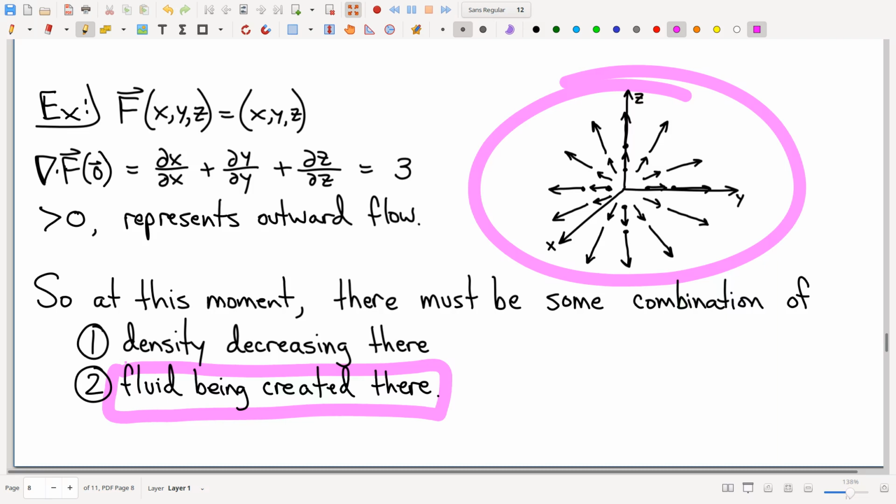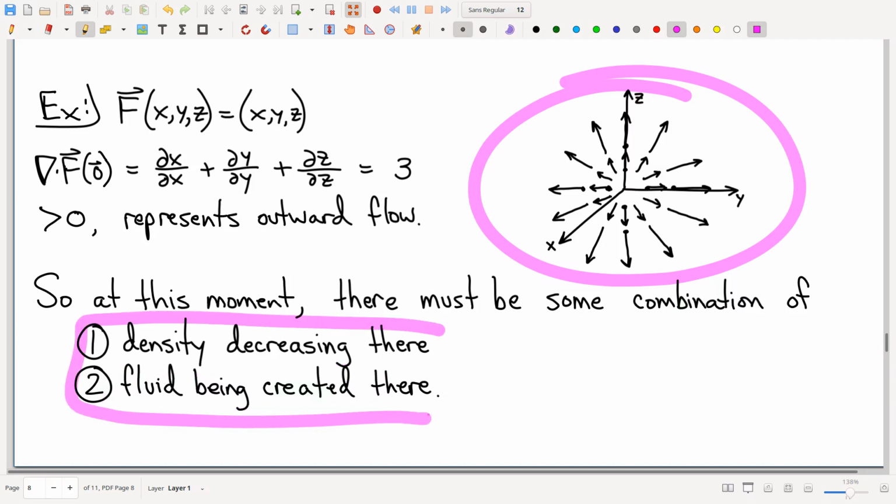So these two possible interpretations, notice, are inconsistent with each other, right? If you have a light bulb, you're not losing photon density. And it is perfectly possible for fluid to be moving away from some general area without it being spontaneously generated. It's just, no, the fluid was there. It decided to go away. It doesn't mean you're making fluid.